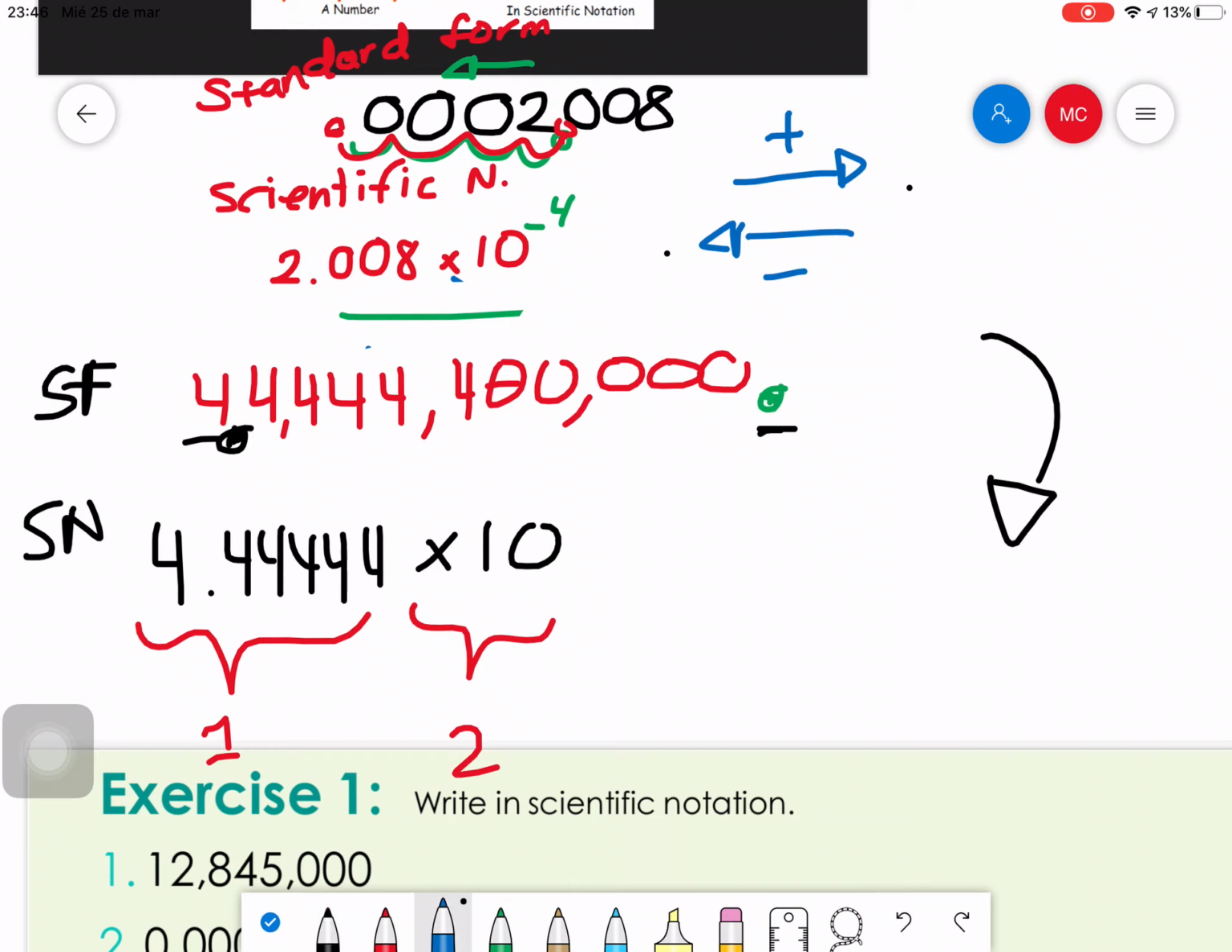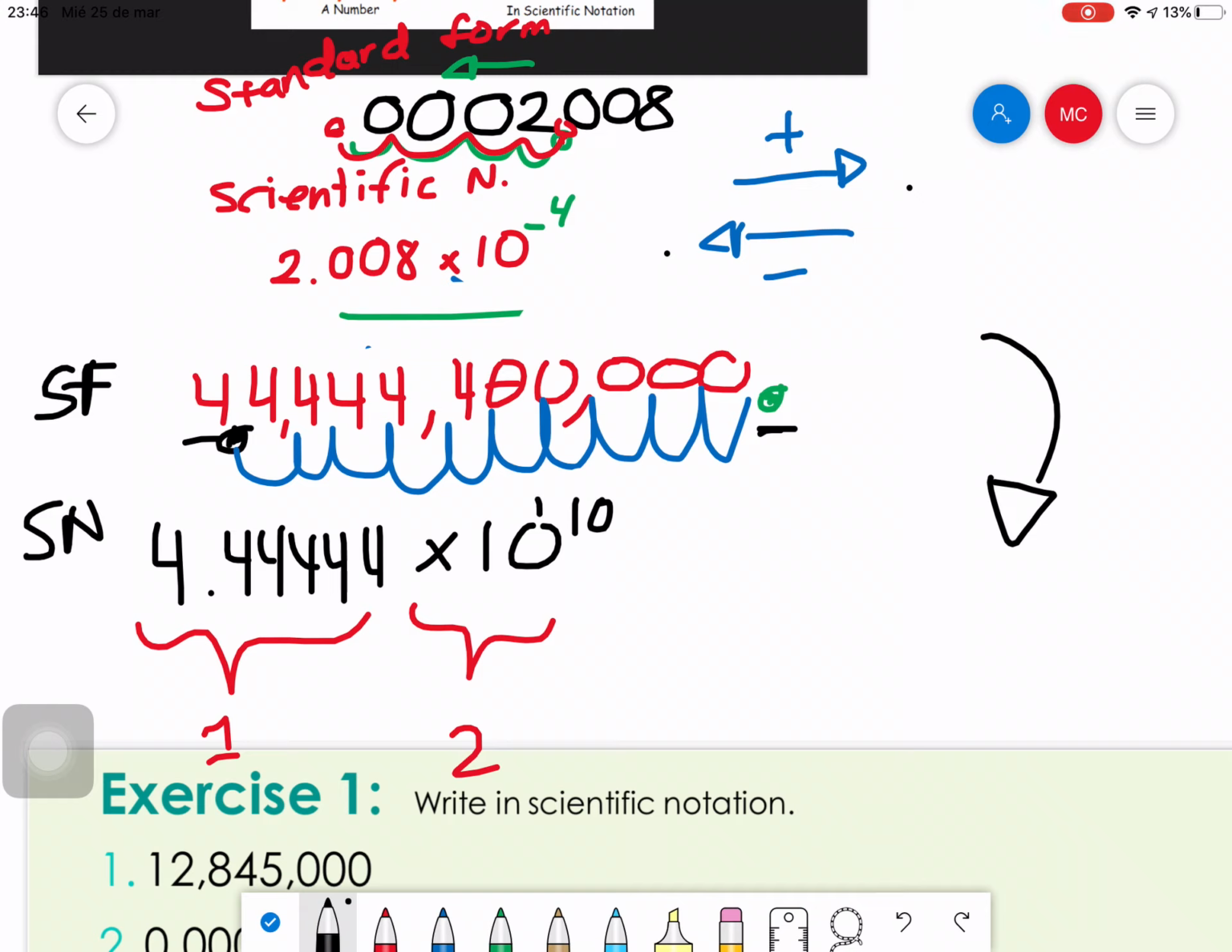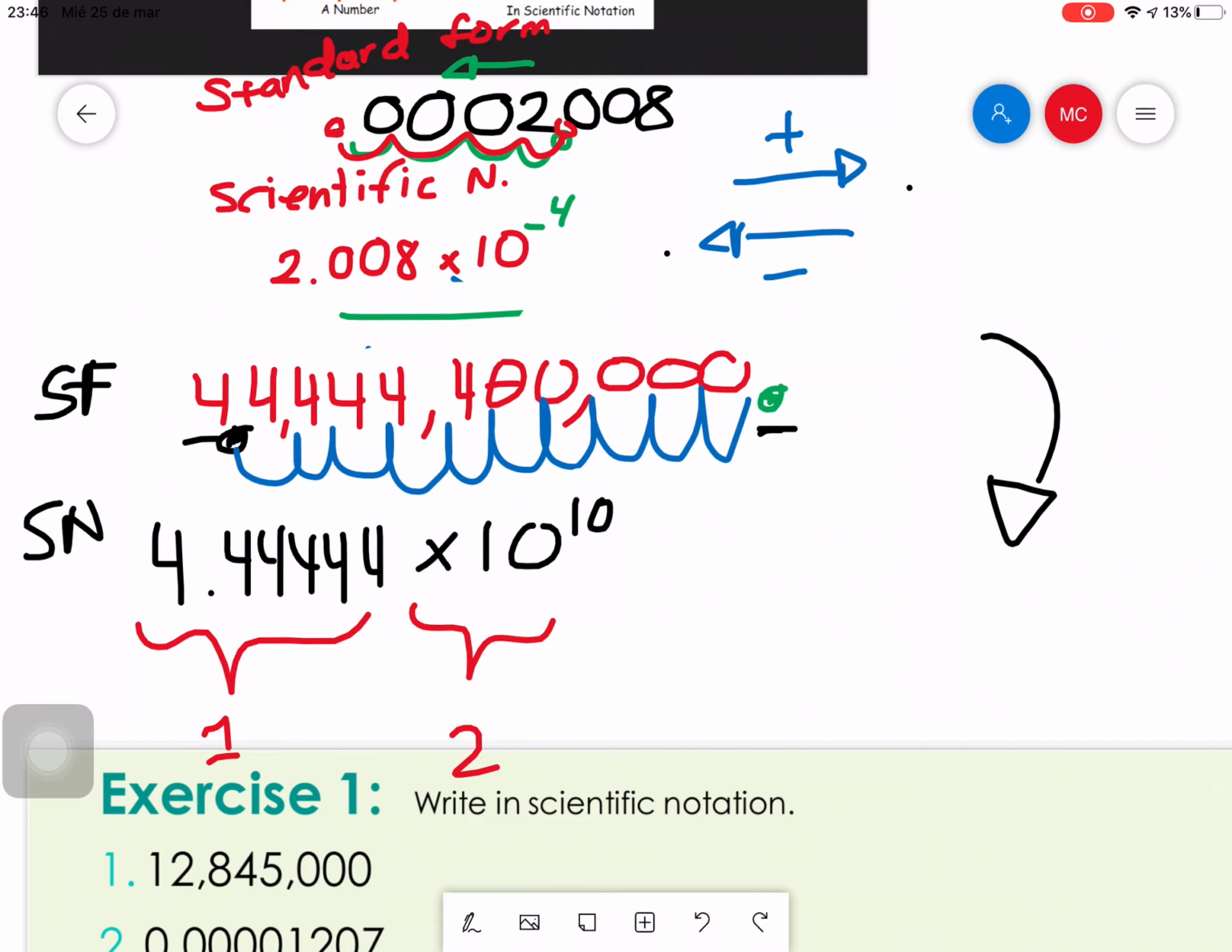Let's start counting together. I'm gonna count 1, 2, 3, 4, 5, 6, 7, 8, 9, 10. I need to move that point 10 times in order to reach the original point. So my whole number will be times 10 to the power of 10. Do I need to write the positive sign here? No, it is not necessary. So that will be my answer. Let's move to the next one.